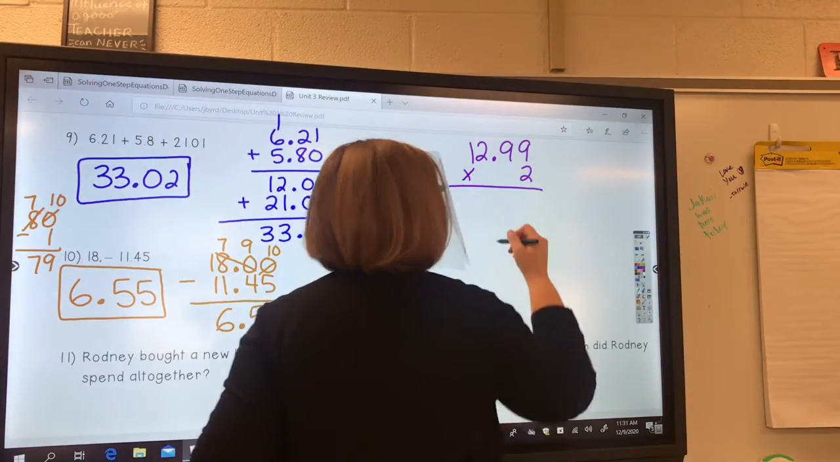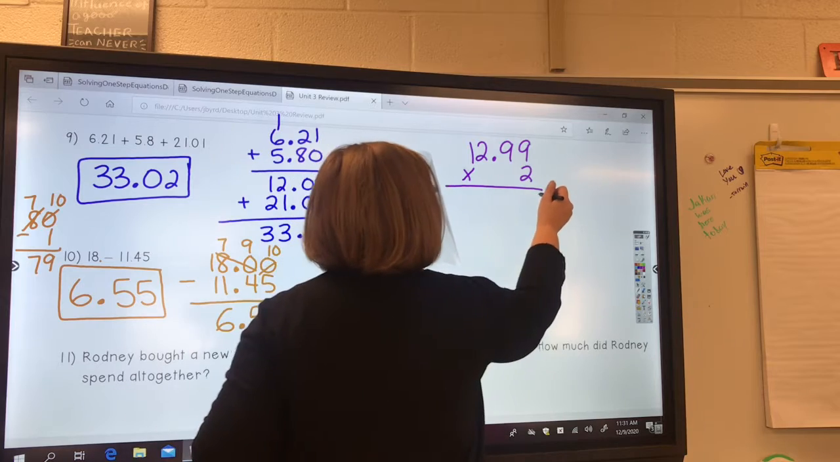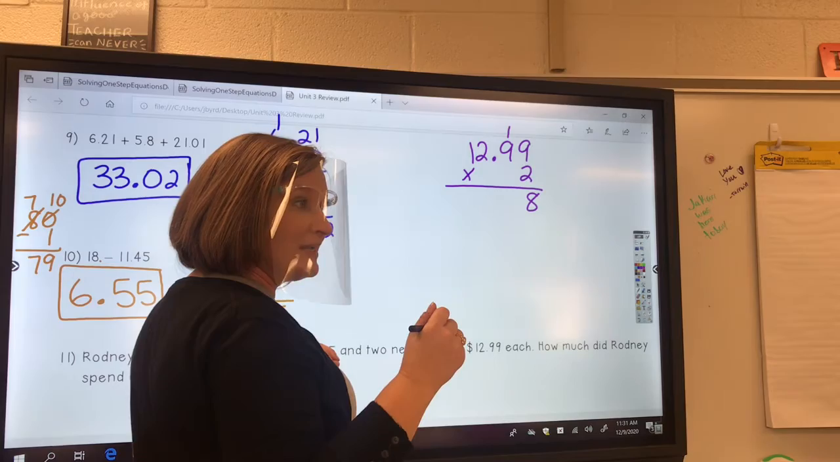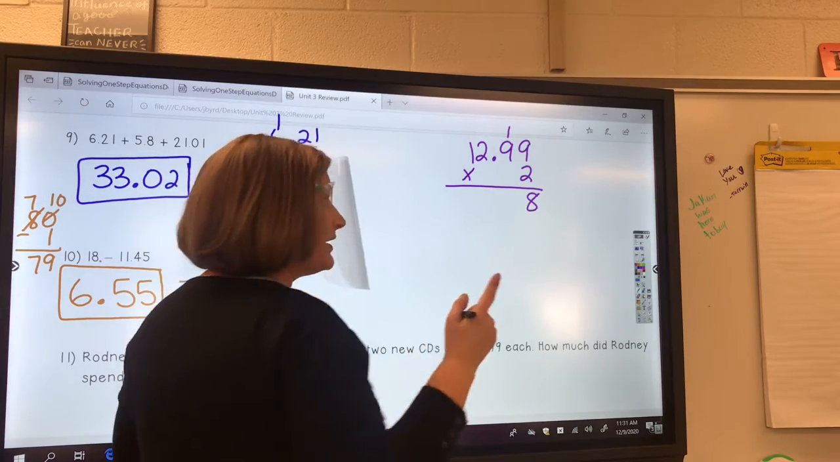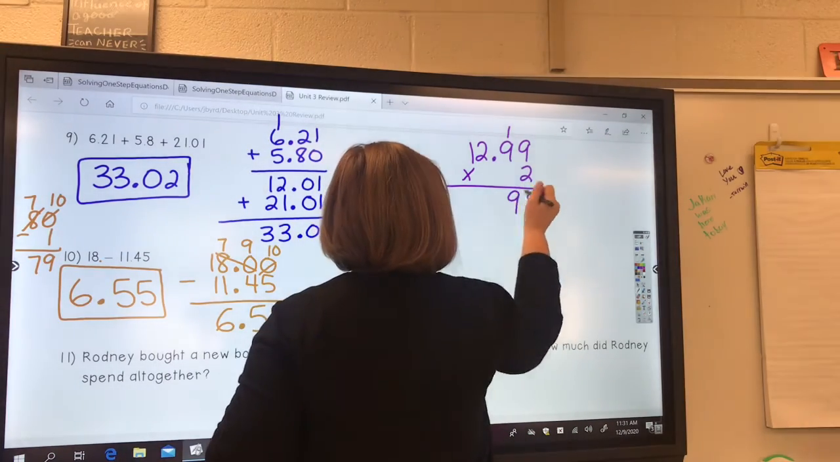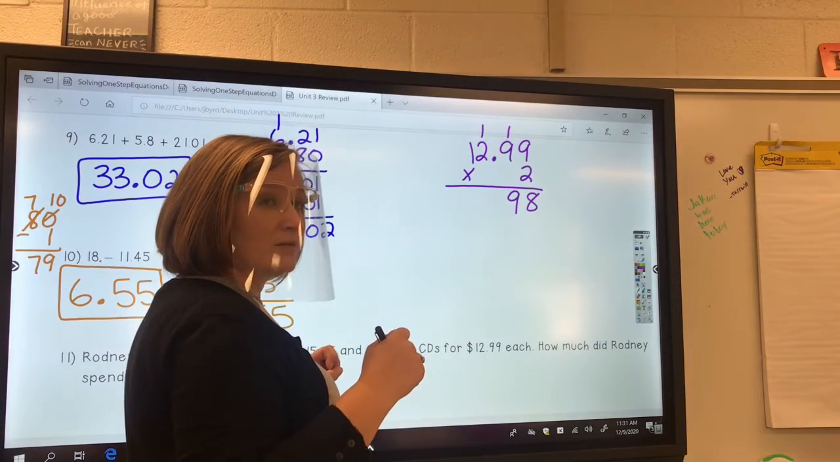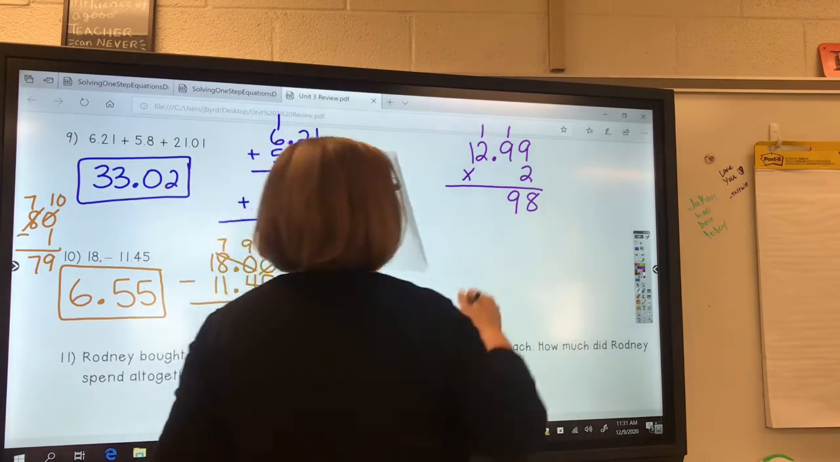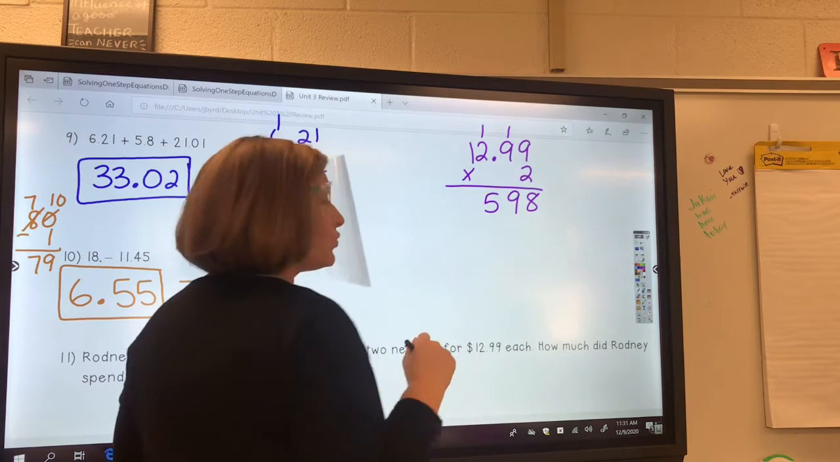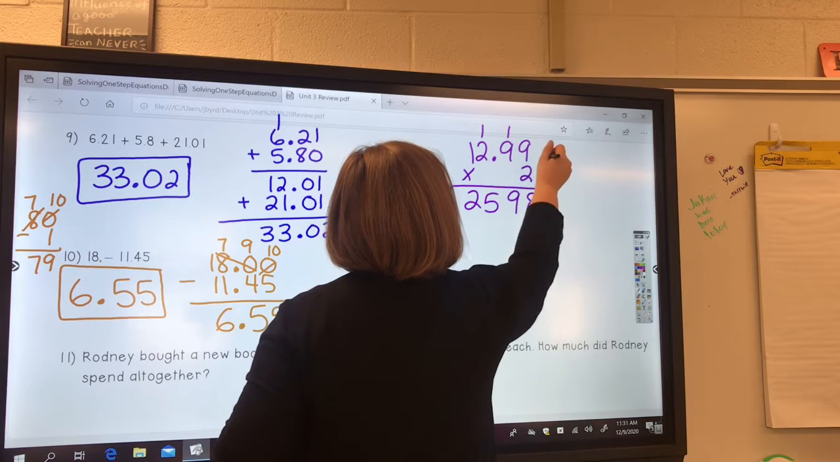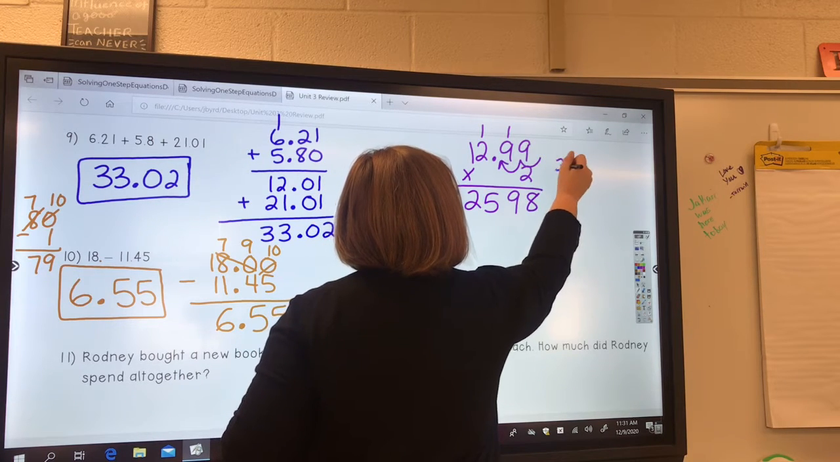2 times 9 is 18. Write my 8, carry my 1. 2 times 9 is 18, plus 1 is 19. Write down my 9, carry my 1. 2 times 2 is 4, plus 1 is 5. 2 times 1 is 2. And how many numbers do I need behind the decimal? 2.